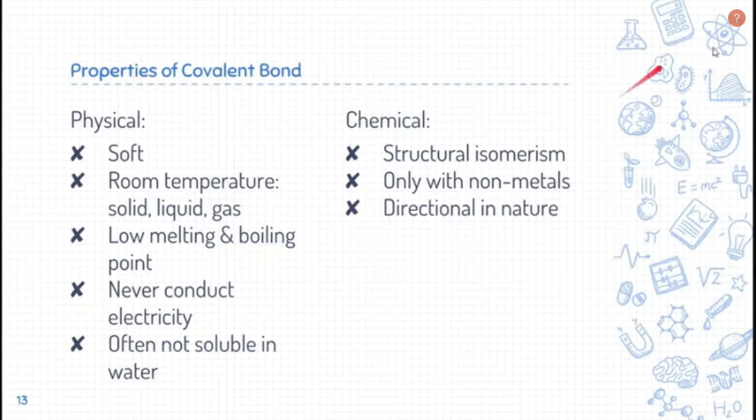Structural isomerism means that they have the same molecular formula, but they can have different bonding patterns in atomic organization.